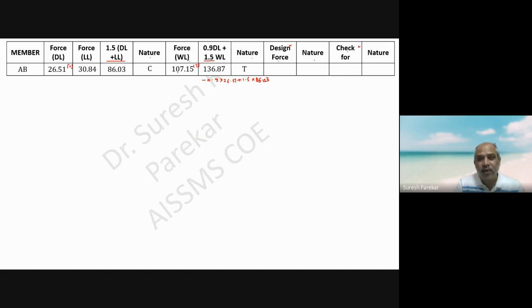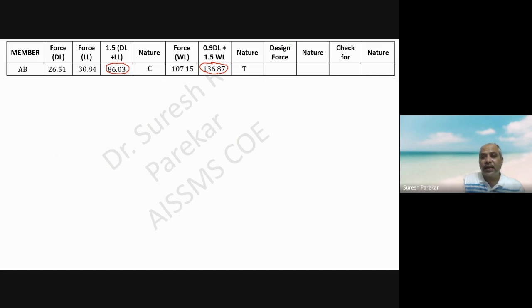So now when we go with this design, we have to see the maximum value we have to consider, that is due to this load combination and due to this load combination, and we have maximum value as 136.87 and minimum we have 86.03.